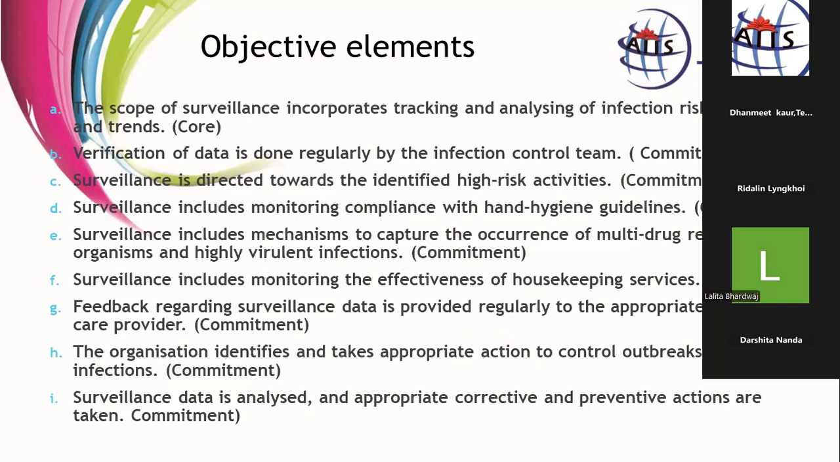In this, when you are tracking the clinical surveillance by the infection control nurse, your infection control team will calculate and analyze the infection control risk, what the risk is in your organization, and what the rate and trend of infection is in your organization. It will be written in the manual as your scope. B is verification of data, which is done regularly by the infection control team. This is also a commitment.